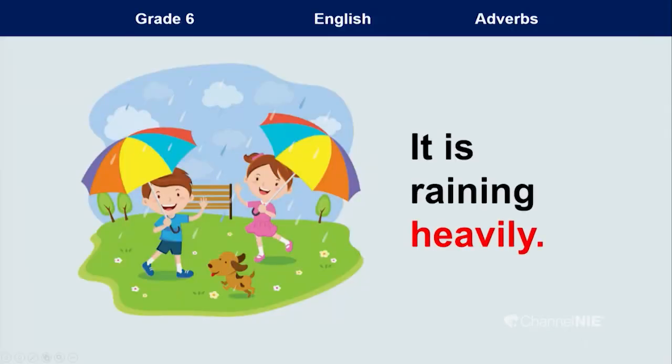What can you see there, children? Did you form your sentence with an adverb? Yes, it's rain and it's a heavy rain. So we can say it is raining heavily. It is raining heavily. Heavily is the adverb there.